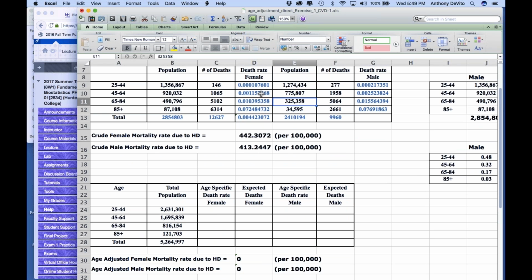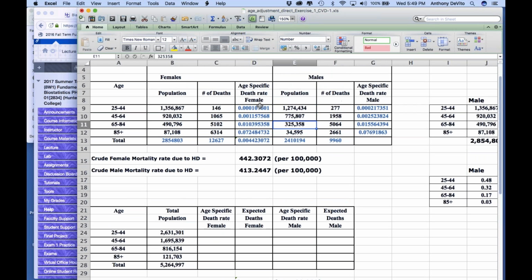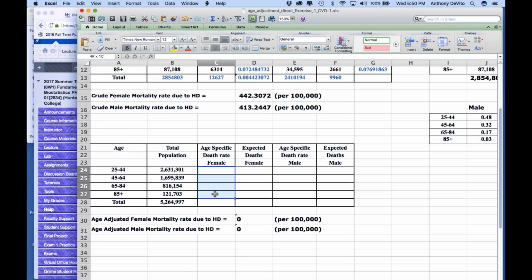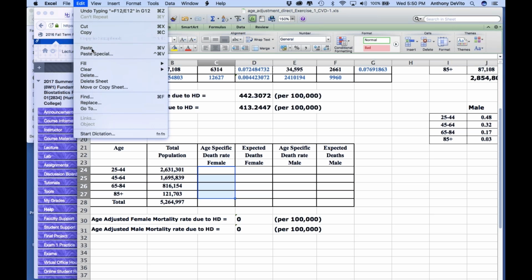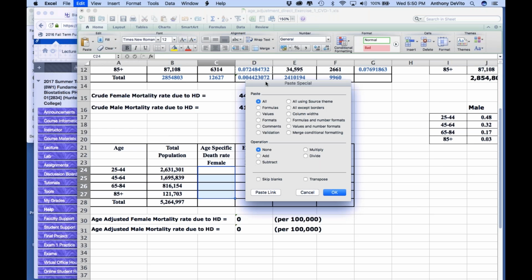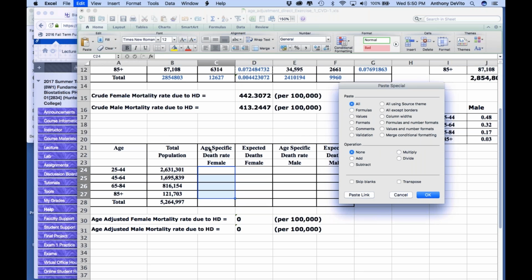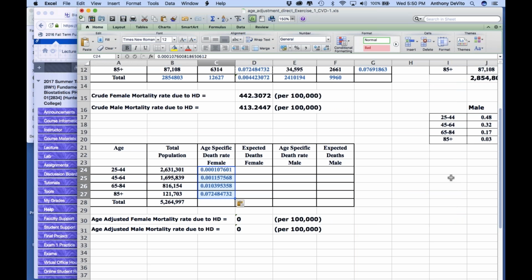Okay, so now I'm going to take these values and move them down here. This is the age-specific death rate, because it's only for that age group and for that gender. So for the age-specific death rate for females, I'm going to click in here, drag down through those 4 boxes, copy, and then go down here to these 4 boxes and say paste special. Paste special gives me a chance to copy just the values down, because I don't want to be worried about recalculation and relative addressing and absolute addressing. I'm just going to put the numbers in there rather than the link.